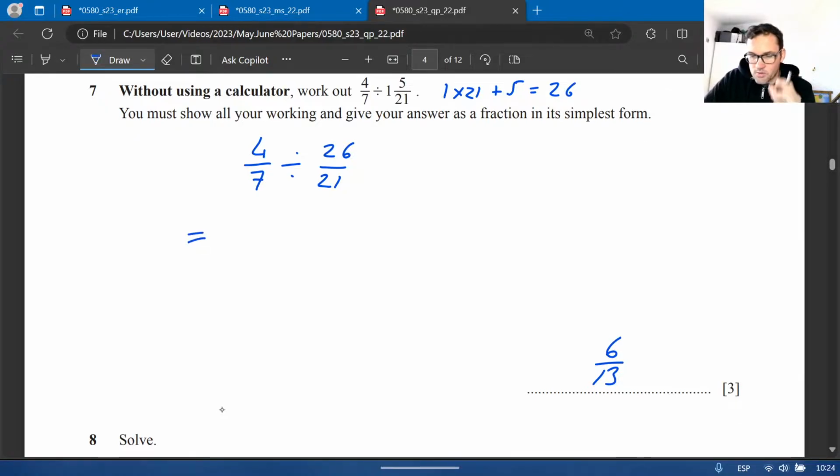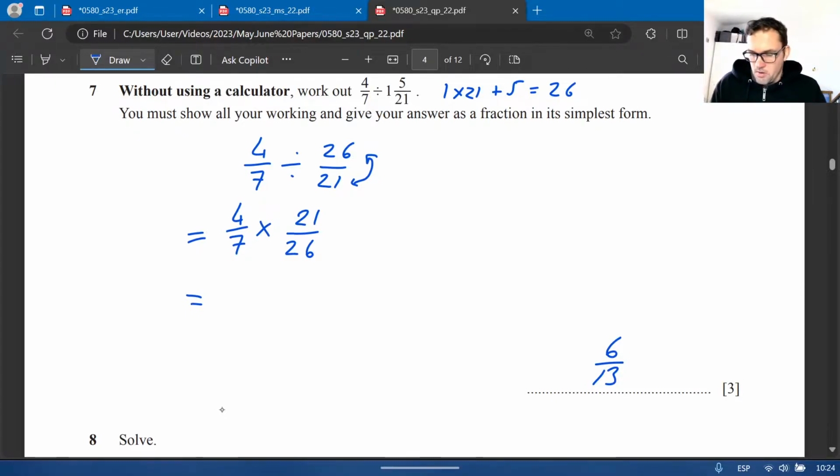Only when you add and subtract would you multiply the 7 and the 4 by 3. Okay, this is unnecessary. With division, what we do is invert and multiply, which means we swap this fraction around, which I haven't done. 21 at the top, 26 at the bottom, and we multiply. Okay. Now, doing 7 times 26 without a calculator.